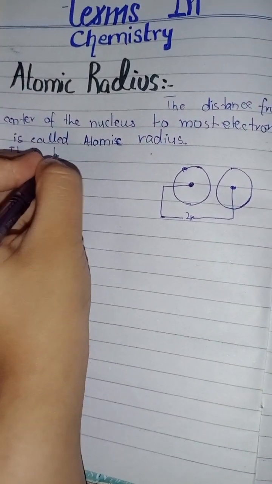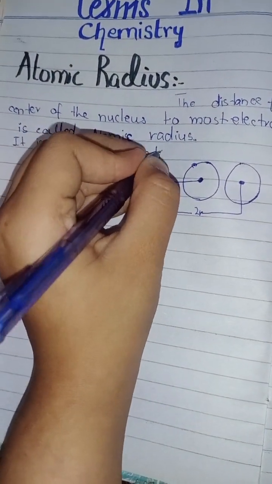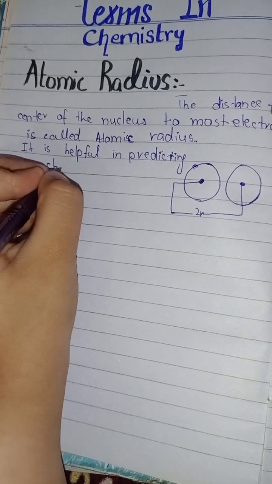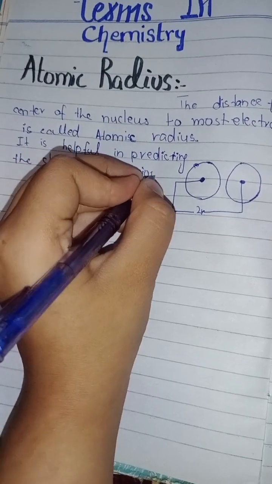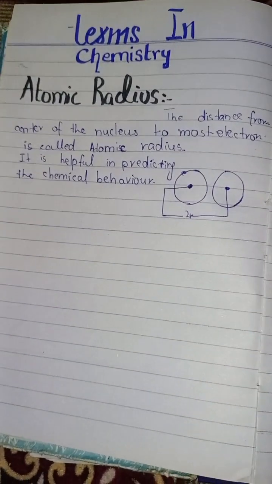It is helpful in predicting the chemical behavior. Okay, got it. Now let's move towards another, that is electronegativity.